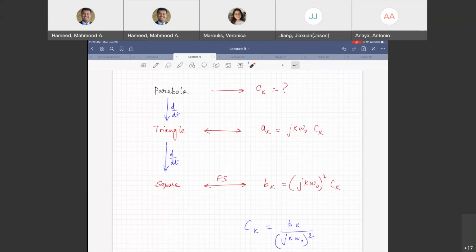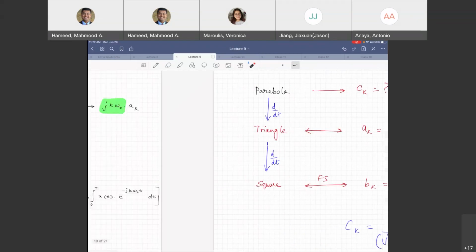All right, questions about this discussion? I hope you see the usefulness of this time derivative property. You could go up as high as you want in terms of the power, right? Any polynomial function which is periodic, now you know the Fourier series coefficients of that. All right, let's come back to this.